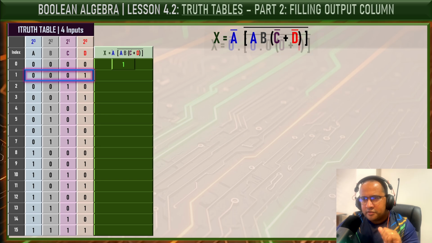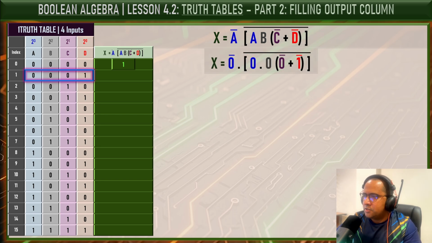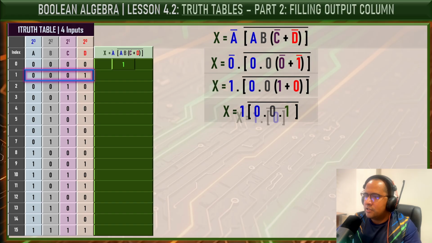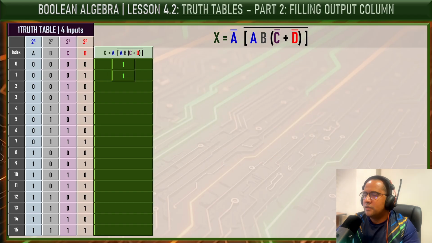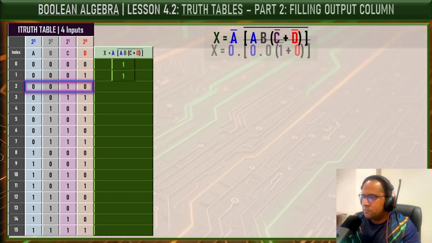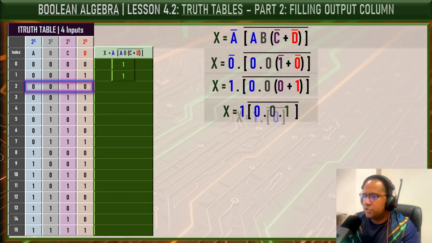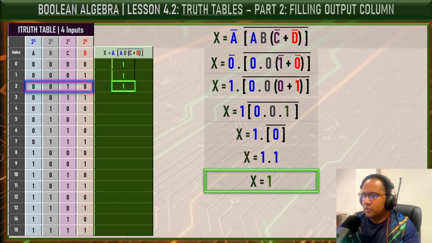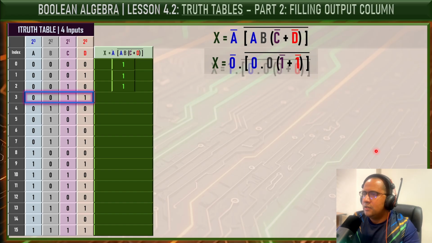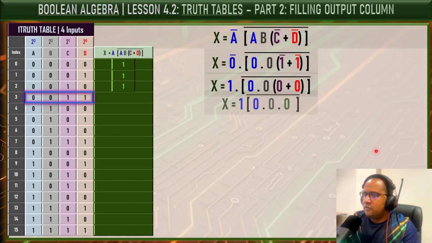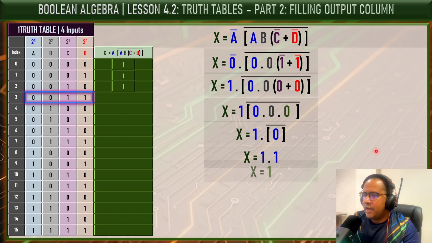Now let's look at another input combination. Again, we substitute the values and we evaluate the expression, okay? And we reach the output 1. Let's look at another. Again, we substitute the values and we evaluate the expression. We reach the output 1, okay? Let's look at one more input combination. Okay, substituting the values and evaluating the expression, we reach the output 1.